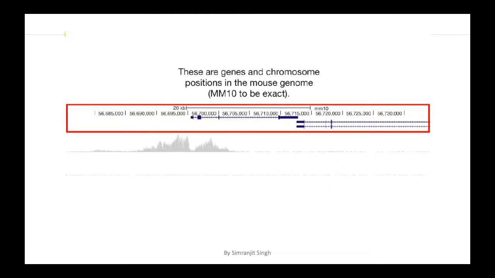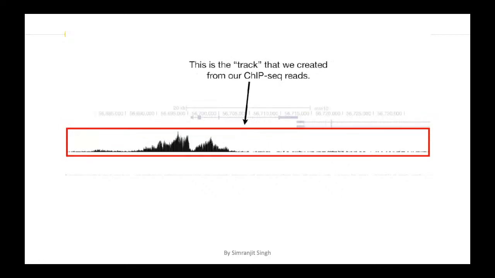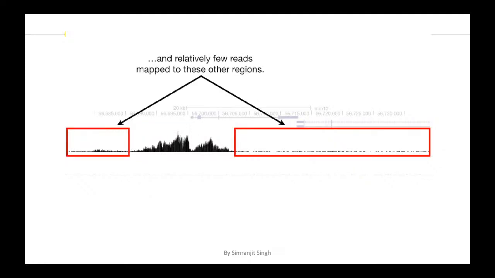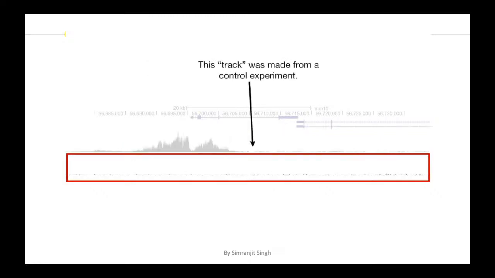These are genes and chromosome positions in the mouse genome, MM10 to be exact. This is the track that we created for our ChIP-seq reads. A lot of reads map to this region, and relatively few reads map to these other regions. This track was made from a control experiment.